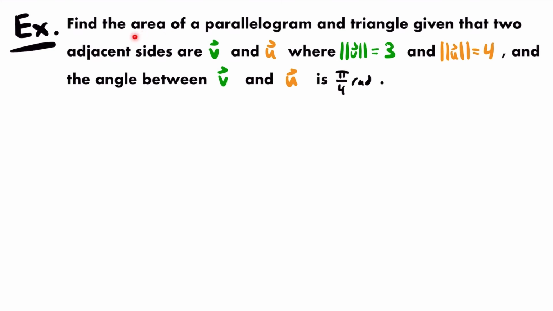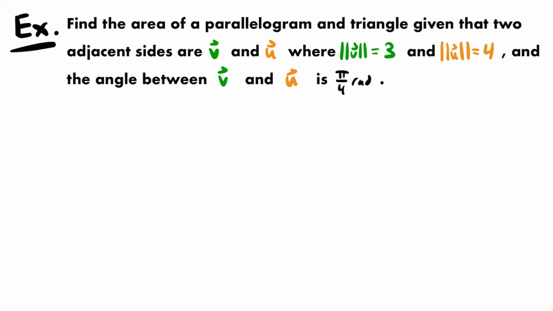We're still finding the area of a parallelogram and then also a triangle, but the information that we're given to do that is a little bit different. We're not given two vectors explicitly in terms of their components. We're only given their magnitudes and the angle between them. And so in order to find the area, in this case, of both the parallelogram and the triangle, we have to use a different formula.